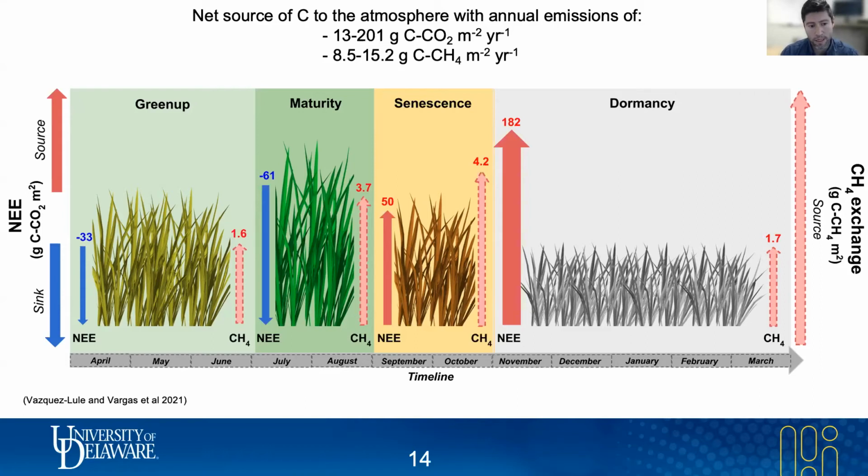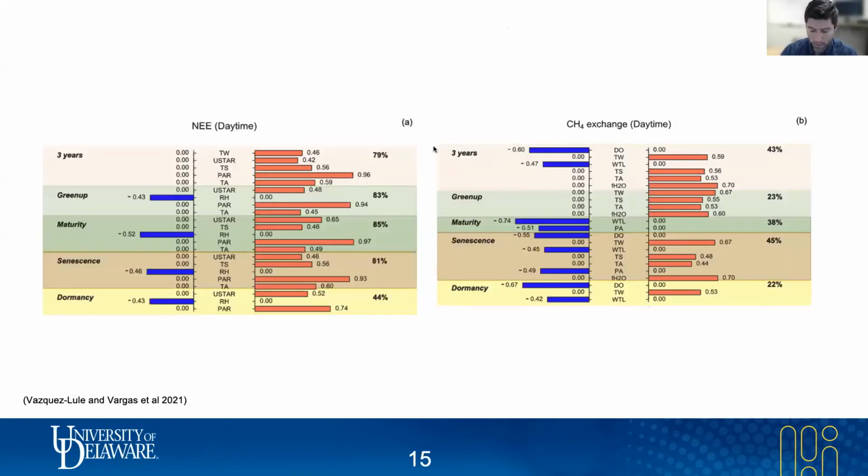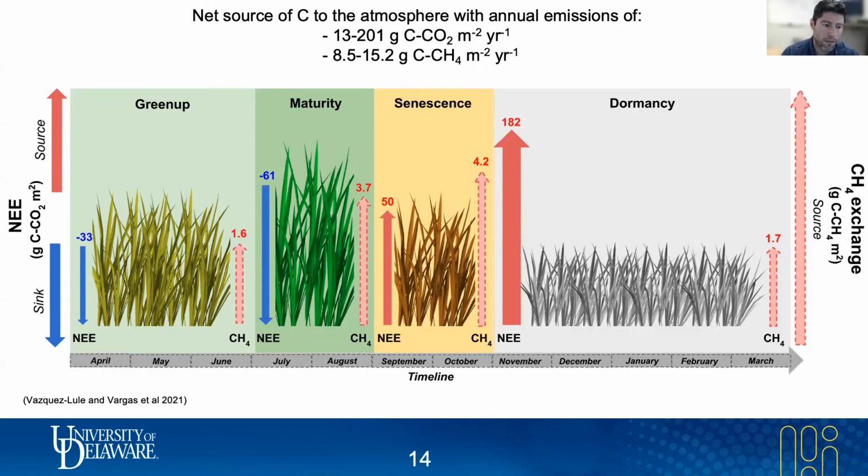And if it's a positive number, in this case, it will be a net release of CO2 from the ecosystem to the atmosphere. In this case, it will be the net ecosystem exchange, and these arrows with this bracket represent the methane. So we were able to divide the year into different phases of the canopy: the green up, maturity, senescence, and then dormancy. And you can see how these fluxes and the magnitude of these fluxes change.